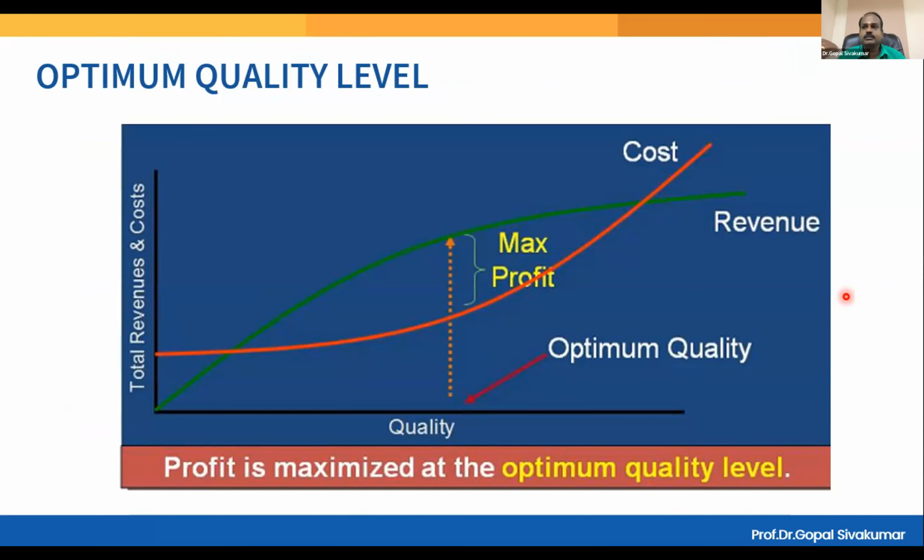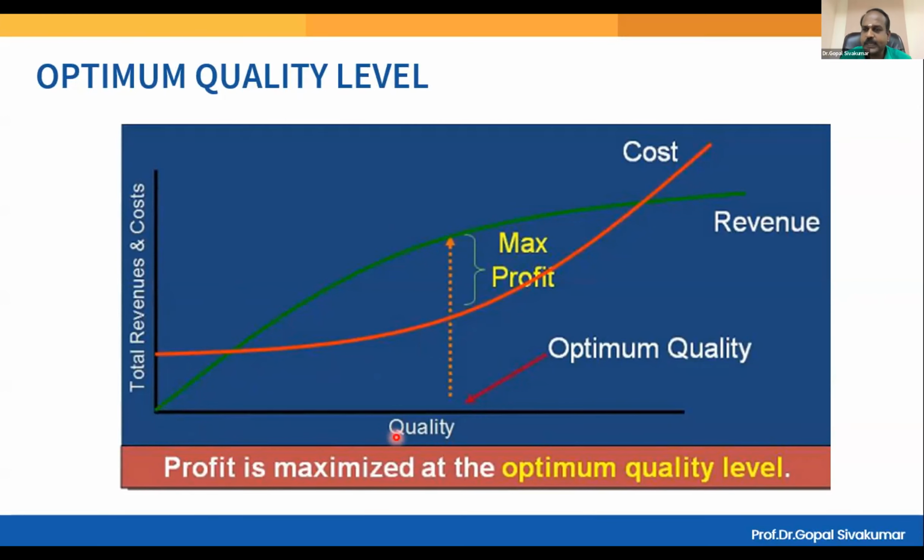All right. So now there is another curve. The red color curve talks about cost of quality, and the green color curve talks about revenue. See here, the cost of quality. If I want more quality, then the cost associated will be more. Can you see here? That is why the curve is going up. Can you confirm? When I want more quality, then the cost associated will be more. That's why the curve is continuously going up.